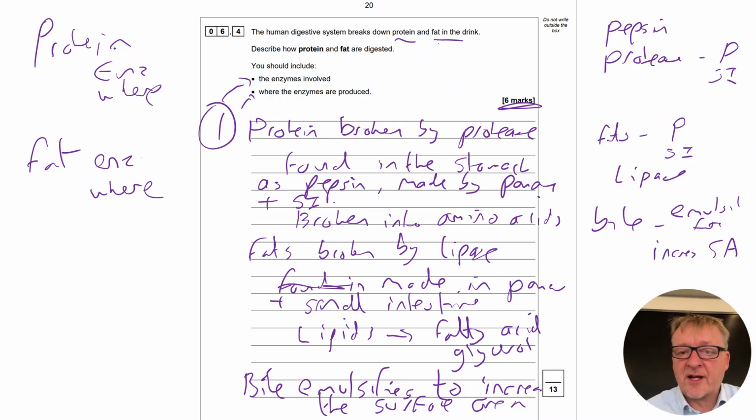Right, now it looks like a right mess there, okay, but just remember, do yourself a plan, and then look at what they're asking for, because they're asking about proteins, they're asking about fats, they're telling you to talk about the enzymes, they're telling you where, and then what you've got to do is add in extra things to get to those 6 marks. That's a good question.